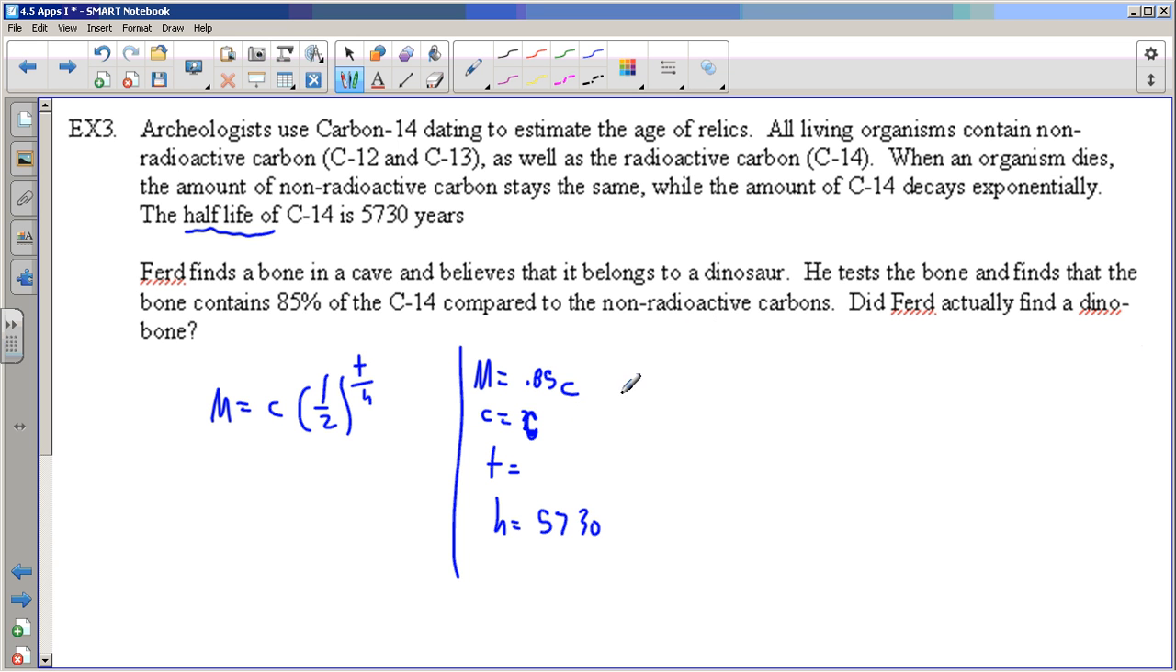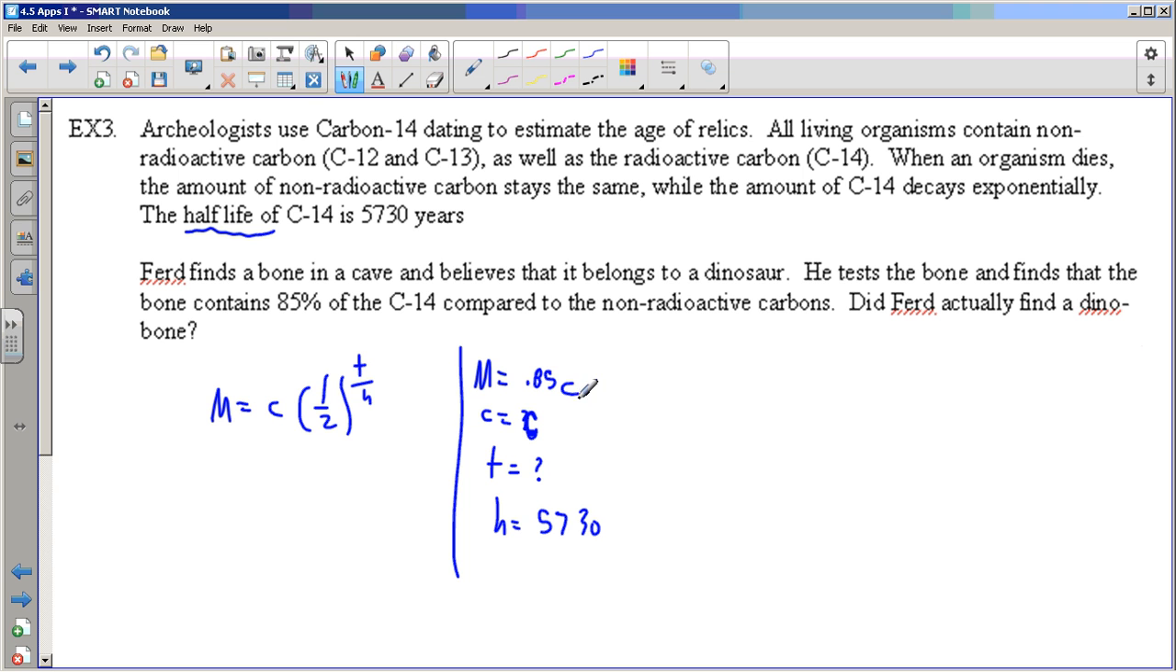Did Ferd actually find a dino bone? Well, that depends on how long this is. If this was, you know, millions of years, yeah, okay, maybe Ferd found a dinosaur bone, but if this isn't millions of years, then Ferd goofed, and guess whether it's the case that Ferd goofed or not.